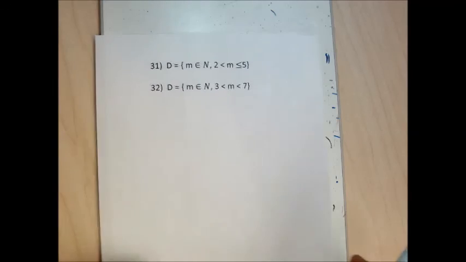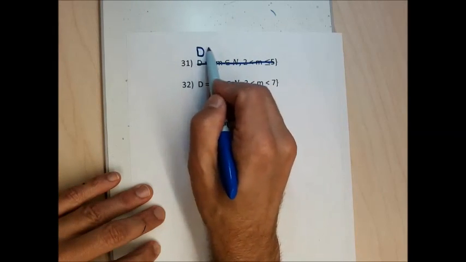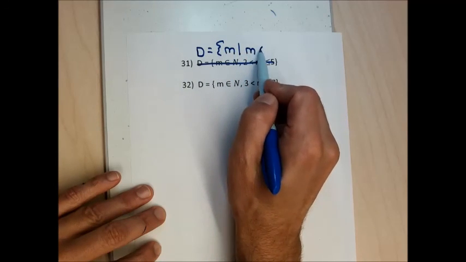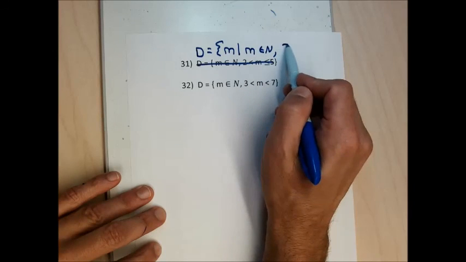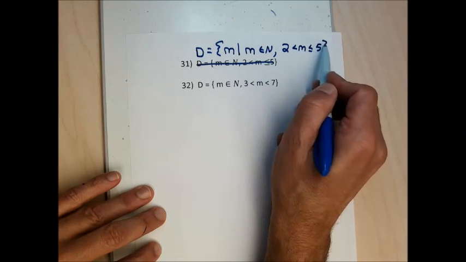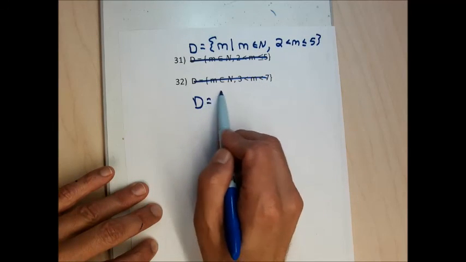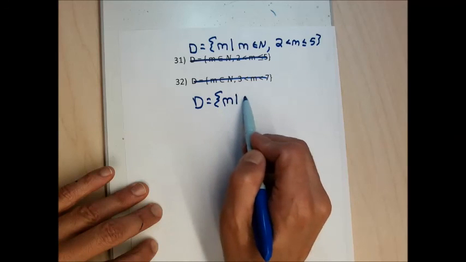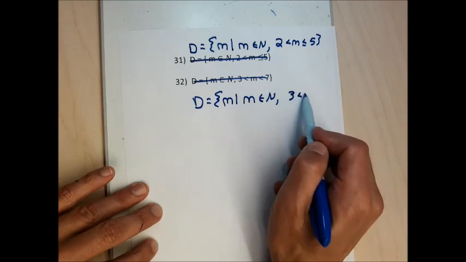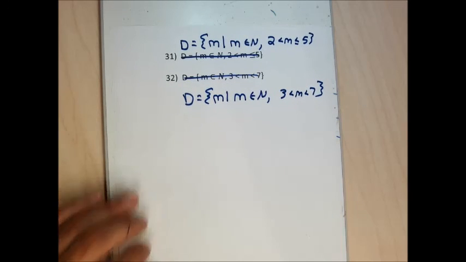Last two problems. I don't know what happened to this, but your problem should say D equals the set of all m with the property that m is a natural number and 2 is less than m is less than or equal to 5. In my problem 32, it should be written D is the set of all m such that m is a natural number and 3 is less than m is less than 7. I'll fix these on my computer here in a minute.